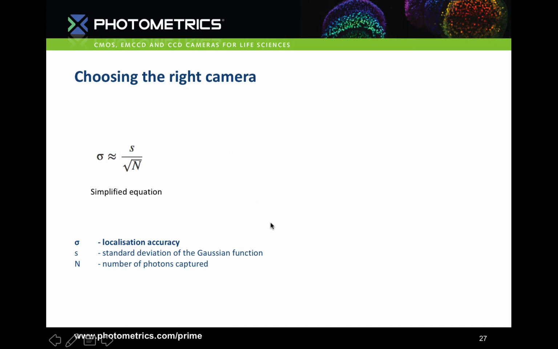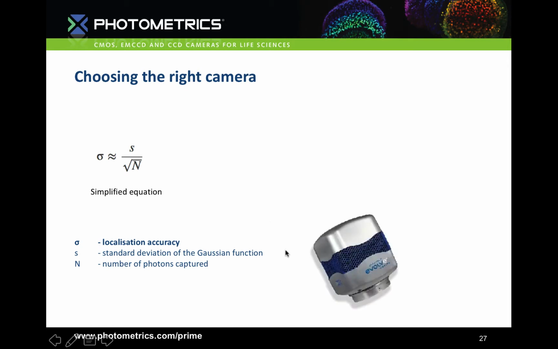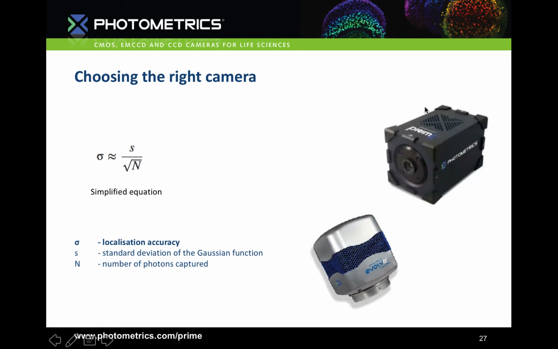Localization-based super-resolution has mostly been achieved with EMCCDs, which feature high quantum efficiencies and effectively no read noise, so they're very sensitive. Some groups have moved more towards CMOS cameras, which, while not as sensitive as state-of-the-art EMCCDs, have far larger fields of view with much faster acquisition times.